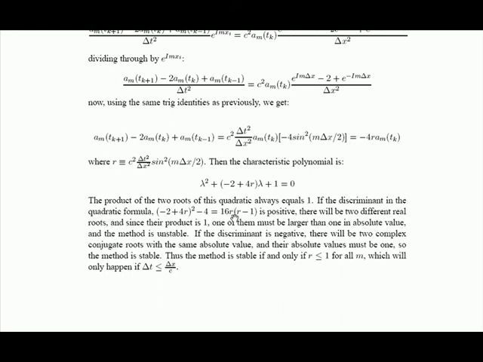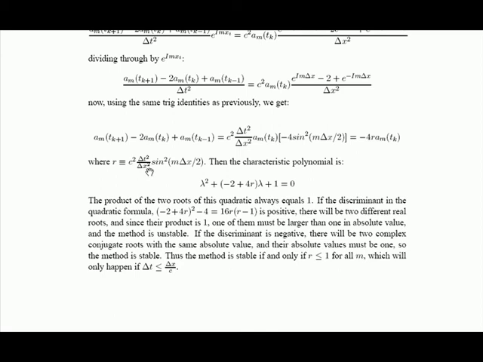Well, remember r is greater than or equal to 0, so the only way the discriminant could be negative is if r is less than 1. So if r is less than 1, the discriminant is negative, and you have two complex conjugate roots, both of absolute value 1. So if r is less than or equal to 1 for all m, then all roots will have absolute value less than or equal to 1 for all m, and it's stable.